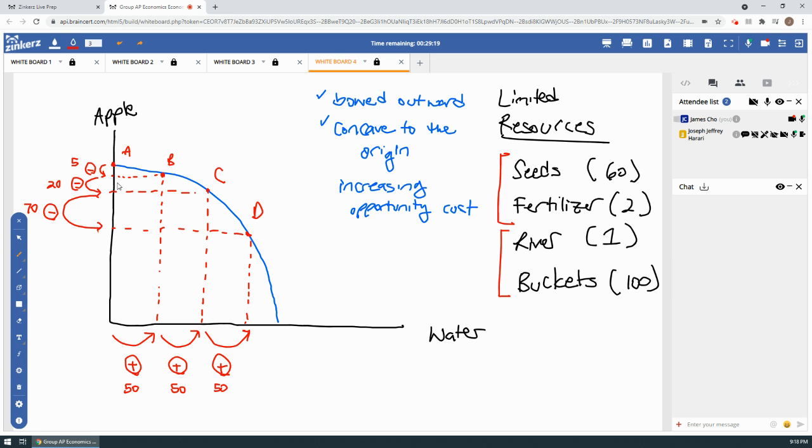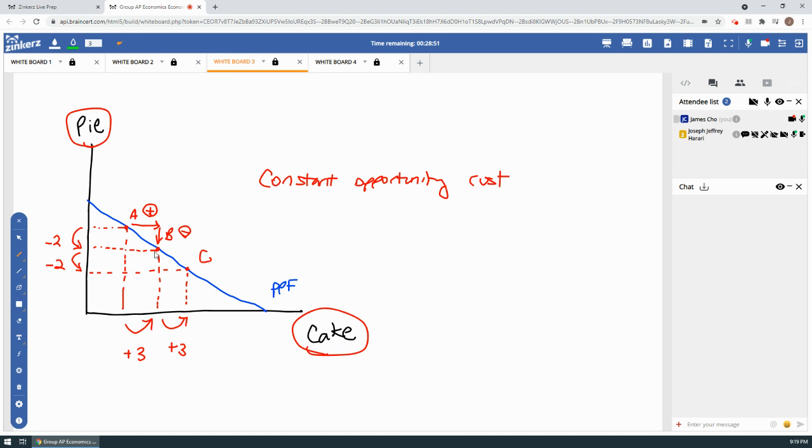Now, at point A, do I have the river and the buckets left over? Everyone says no. Okay, but the reason why I cannot have any buckets and river left over is if I do, then by definition, what that means is I'm inefficient. By definition, I need to be somewhere on the inside of my PPF. Remember, same idea here. If you're using everything that you have, you're going to be on your PPF curve somewhere. If you're not using everything you have, if you have some wasted resources, you're going to be on the inside of your PPF, very inefficient.